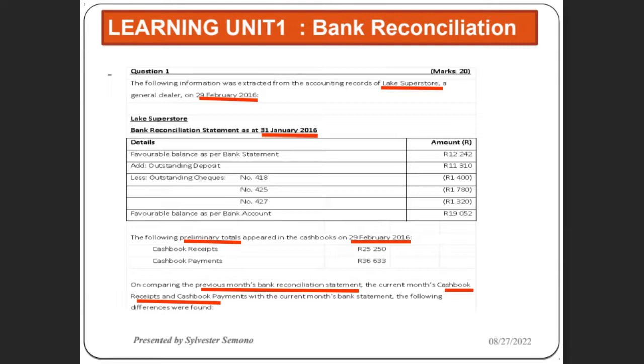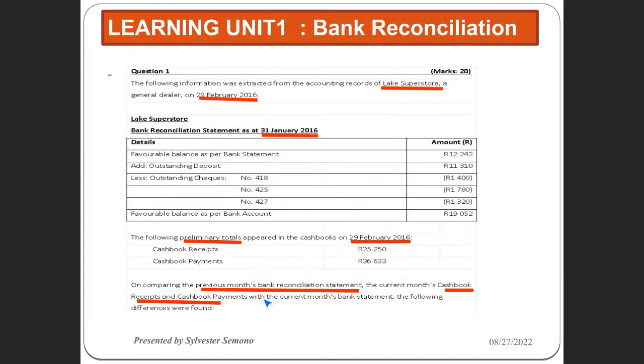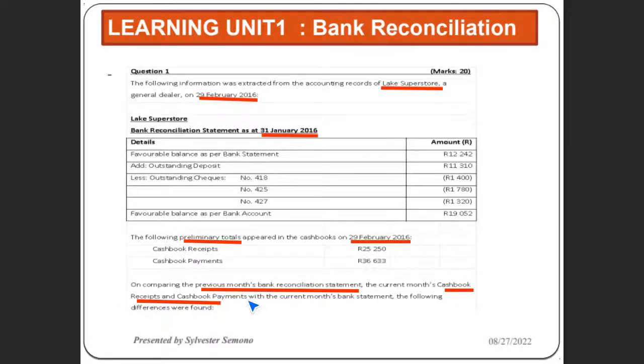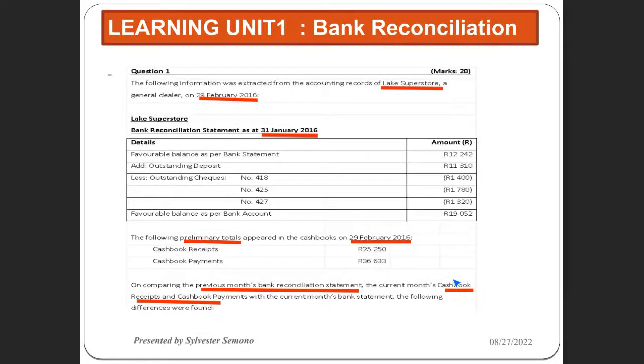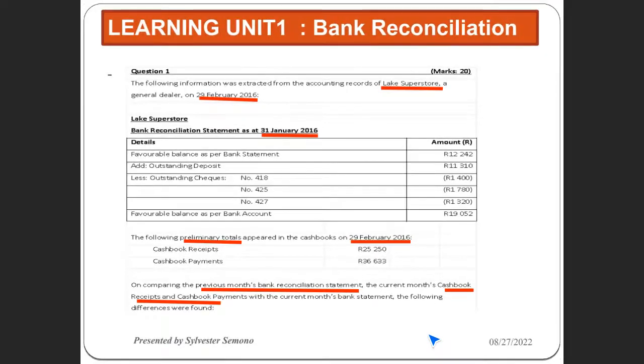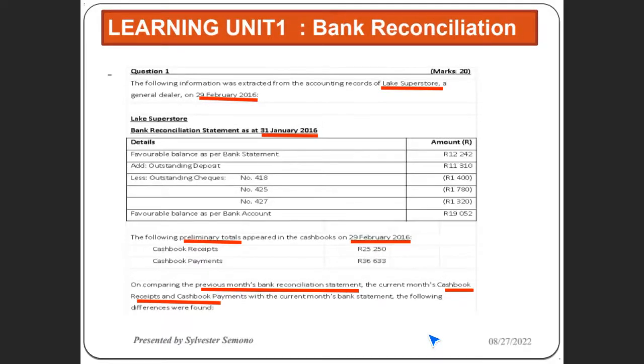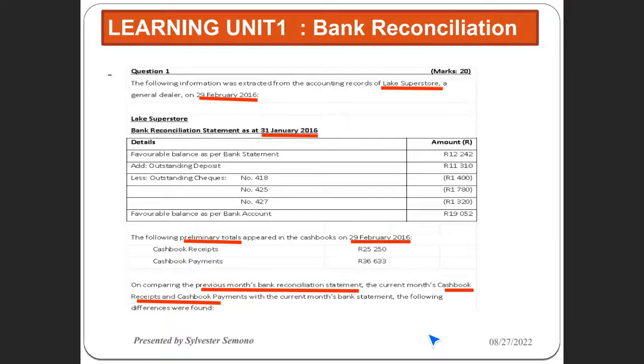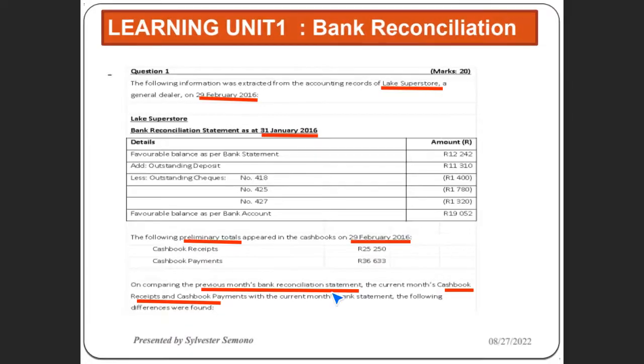So we are comparing the bank reconciliation statement from the previous month, meaning this one. They are talking about this bank reconciliation statement. They say when they were comparing with the cash receipt journal and the cash payment journal for this month, they found the following. Can you see now? Remember, when we compare the two, they are comparing the previous and the current cash book. So we are trying to find any differences which we need to reconcile. But let's check what they found after comparing.